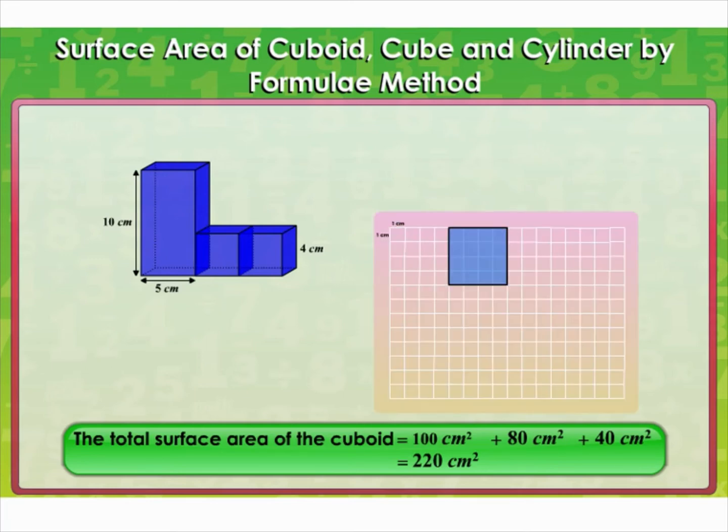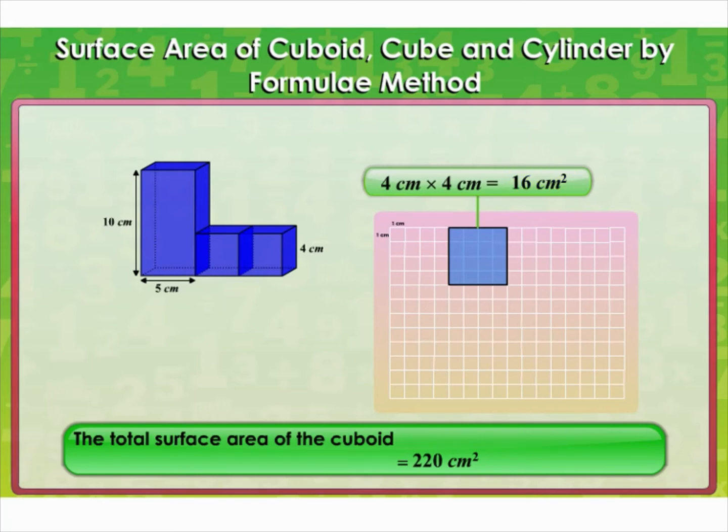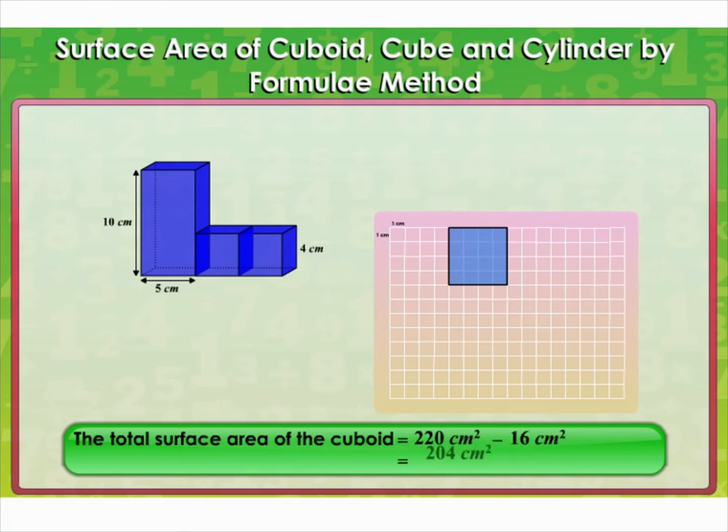Look at the grid. The connected surface is a square of 4 centimeters by 4 centimeters, which equals 16 square centimeters. Therefore, minus 16 square centimeters from the total surface area of the cuboid. So, the total surface area of the cuboid is 204 square centimeters.